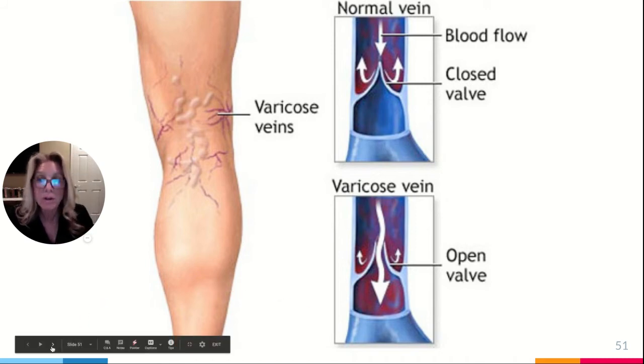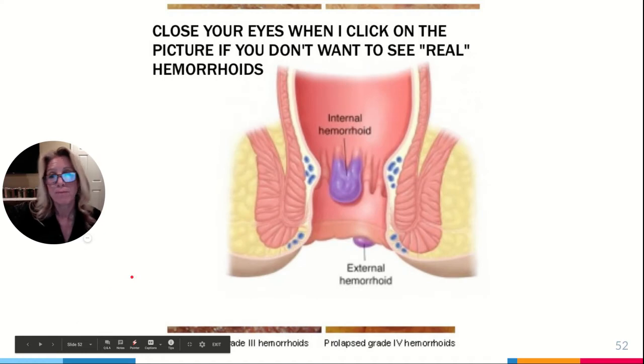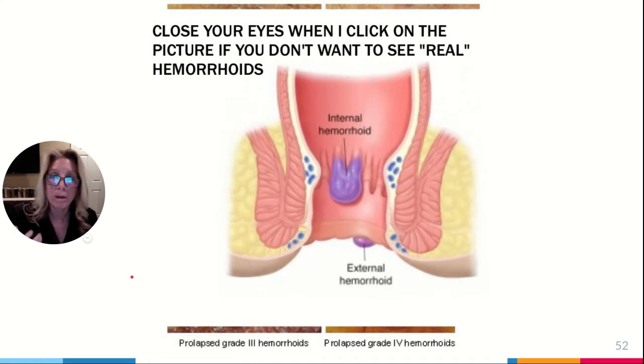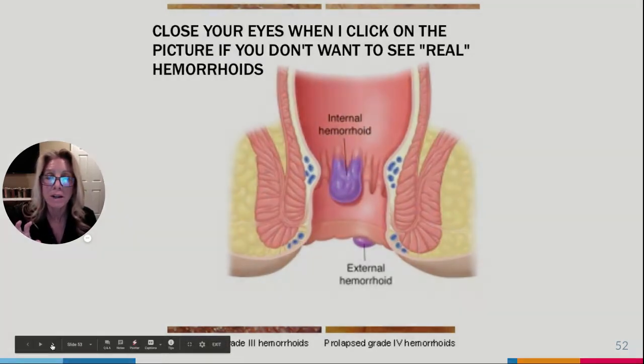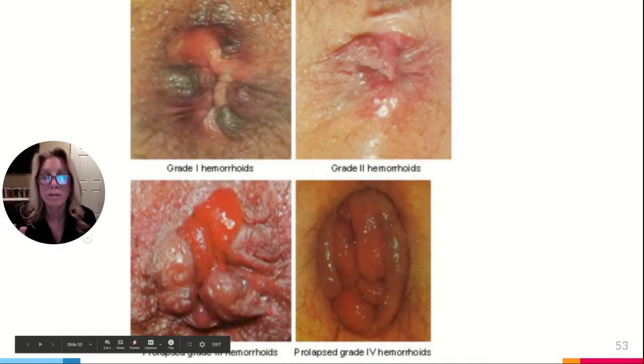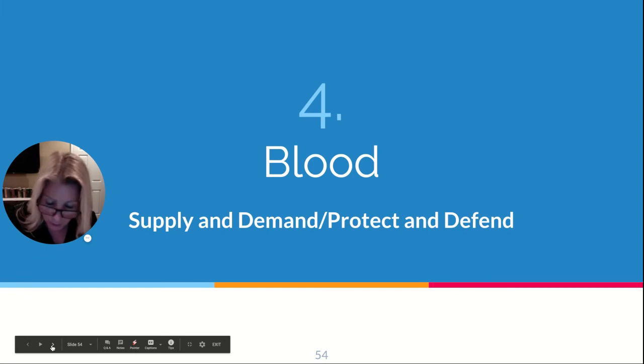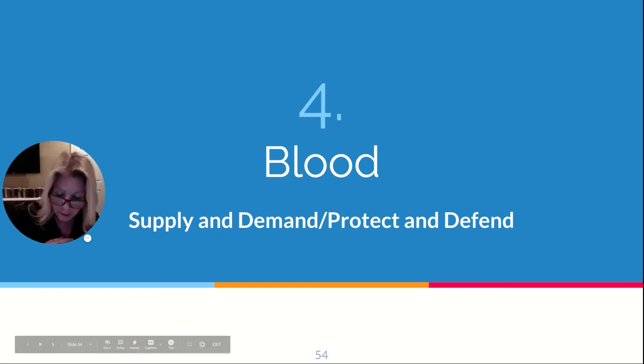And if you've ever heard of hemorrhoids or Preparation H, all hemorrhoids are varicose veins in your rectum. Now, avert your eyes. I'll tell you when to come back, okay? But these are all examples of different kinds of hemorrhoids, all right? Okay, you can come back now. So hemorrhoids are varicose veins in the rectum.